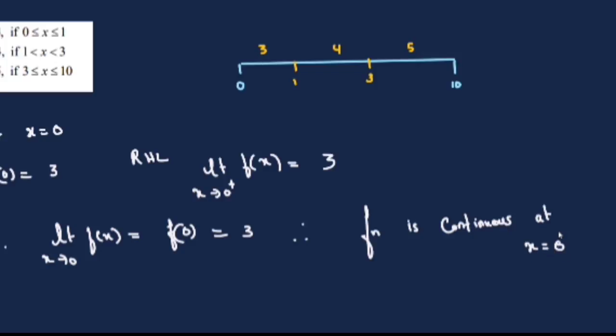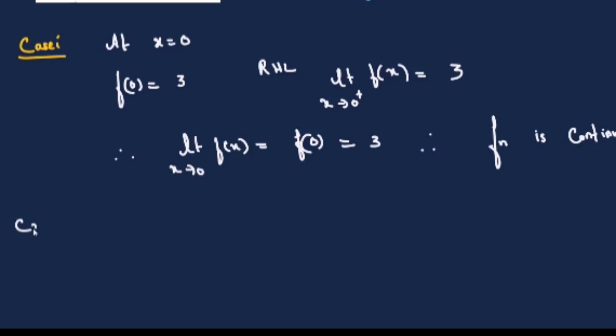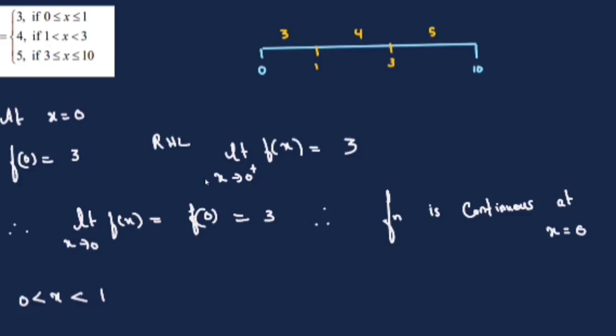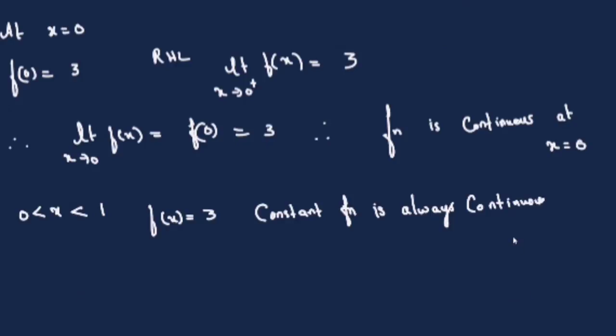Now from 0 to 3, at 0 we have checked. So now the case 2 is 0 to 1. 0 to 1, this place. So that place the function is given as a constant. So it is a constant. So constant function is always continuous. That is case 2. Now case 3 is at 1.